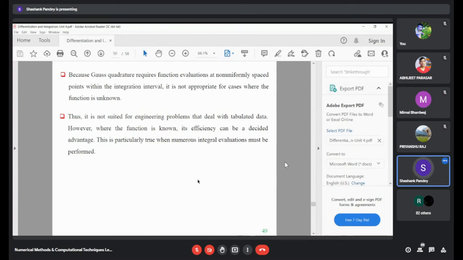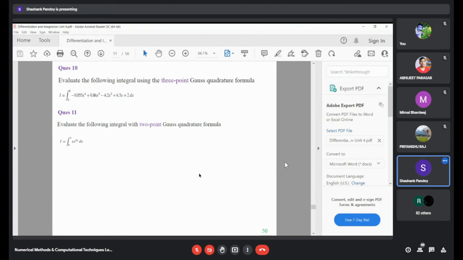Because Gauss quadrature requires function evaluation at non-uniformly spaced points within the limits of the integral, it is not appropriate for cases where the function is unknown. So if we have only discrete data, that is tabulated data, we cannot apply the Gauss quadrature method to evaluate the integral. This is particularly true when numerous integration evaluations must be performed. If the function is known, then we can use this method to evaluate the integral.